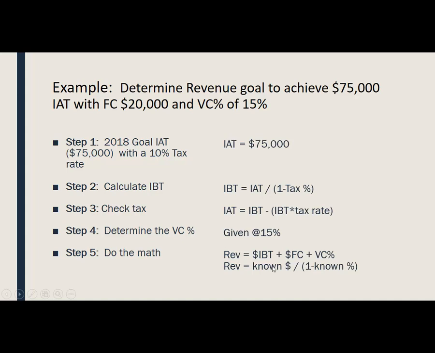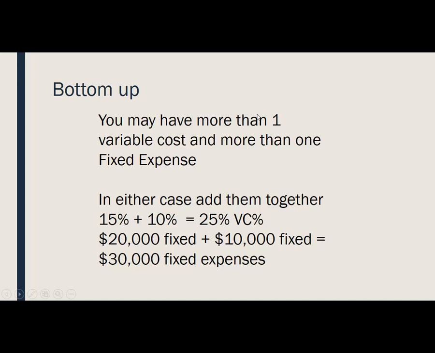So in this case, it would be our income before tax plus fixed cost of 20,000 divided by 1 minus 15%. Okay. So if you have more than one variable cost and more than one fixed expense, in either case you need to add them up. So if there's two variable costs that have two different variable cost percentages, you need to add them up before you move forward with your bottom-up approach. For fixed expenses, you need to add them up before you move forward with finding out your required revenue. You have to do this first.